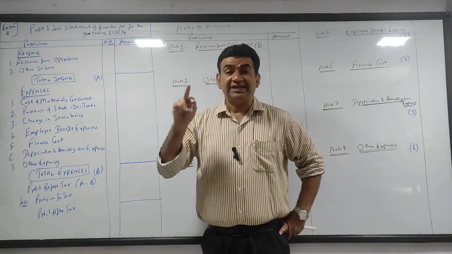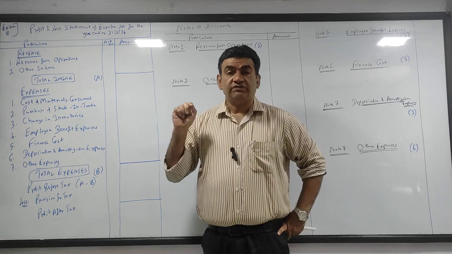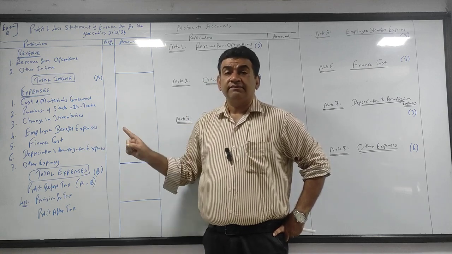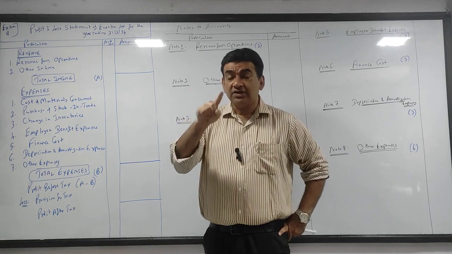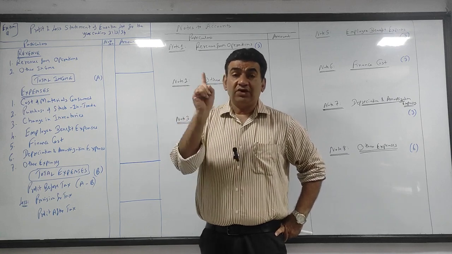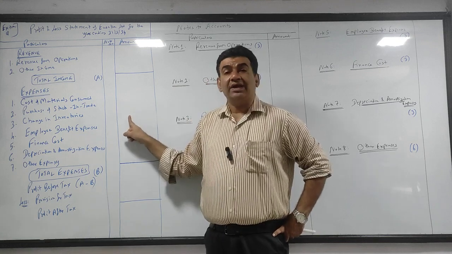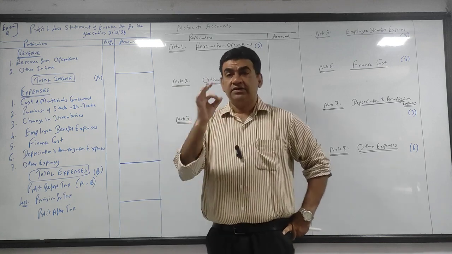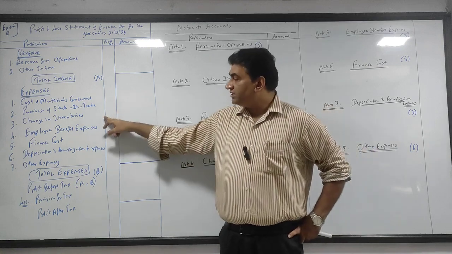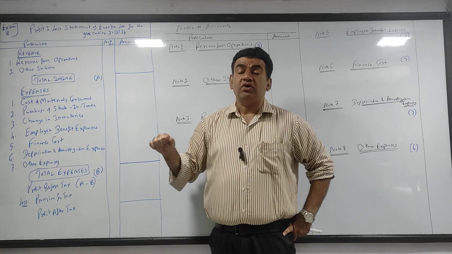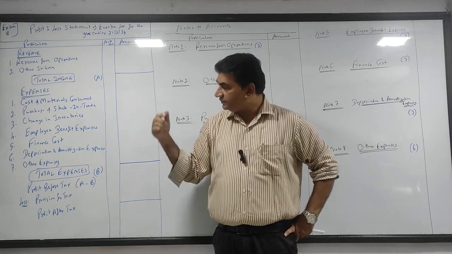Suppose my opening stock is 1 lakh, closing stock is 50,000. So 1 lakh minus 50,000, 50,000. My opening stock is 1 lakh, closing stock is 2 lakh. Opening minus closing. So 1 lakh minus 2 lakh, negative 1 lakh. You will see in the sum. So in short, change in inventory will include the difference between your opening stock and closing stock.